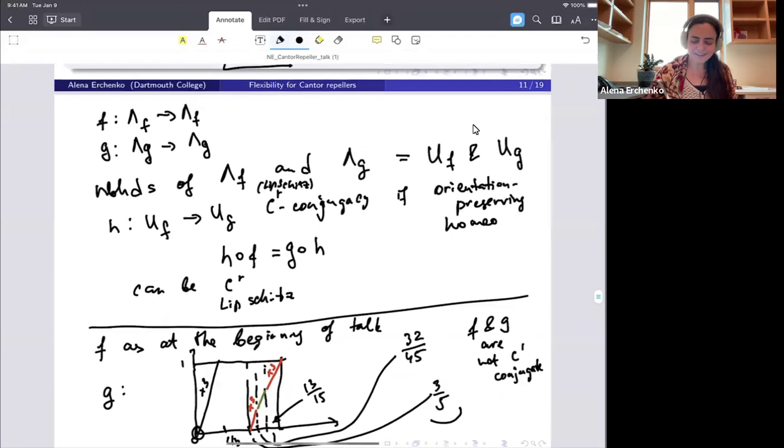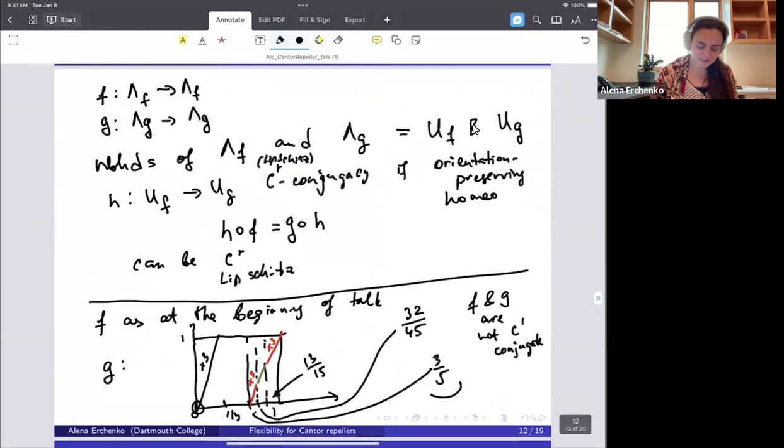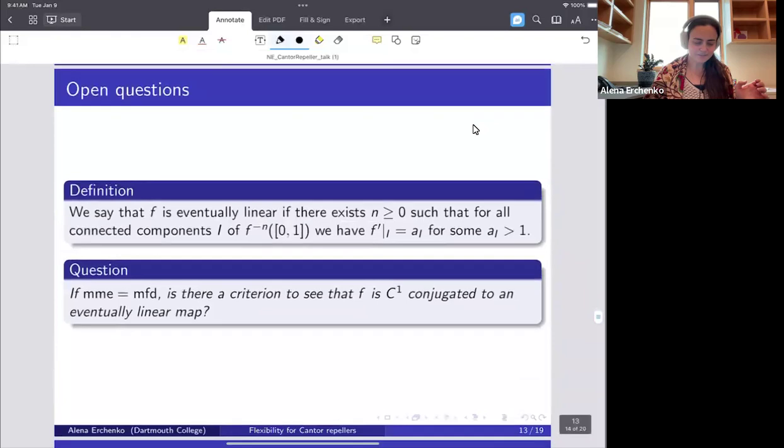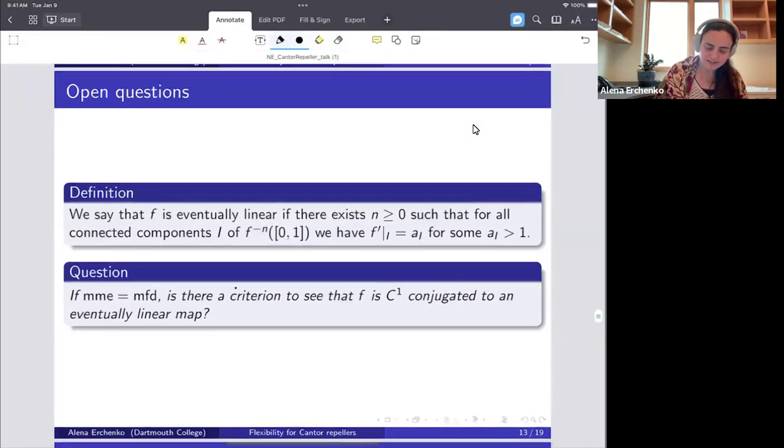Okay, so the next thing: they're not C1, but maybe candidates. What you can notice here is that there's an interval, right? It's eventually linear multiplication by the same number. And so we can give a definition of eventually linear. On some level, I'm just expanded by that number. You could have asked, okay, maybe they're all C1 conjugated to those models, but it's not true. Why I'm asking here for the criterion is because in general, it's not true.